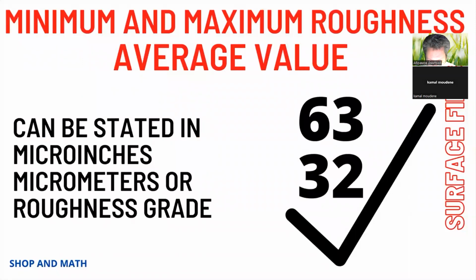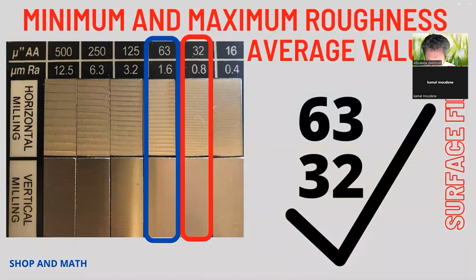Minimum and maximum roughness average value. This can be stated in micro-inches, micrometers, or roughness grade as well. By using the visual comparator gauge, if you take a look, the red would be the minimum and the blue would be the maximum roughness. So in other words, as long as you're between these two finishes, your part would be approved.